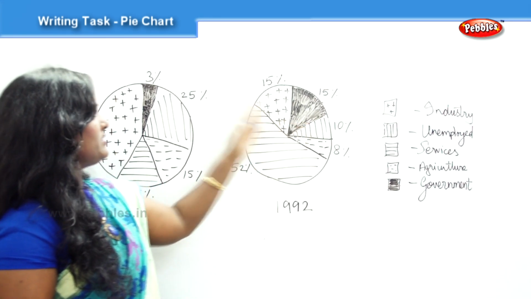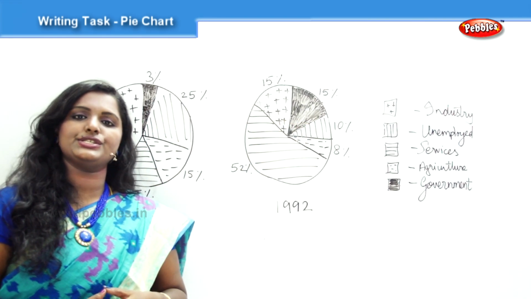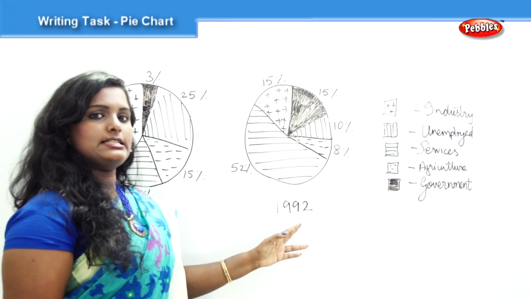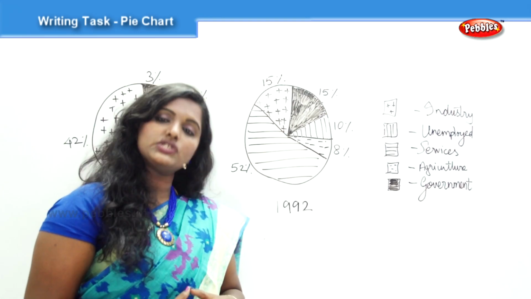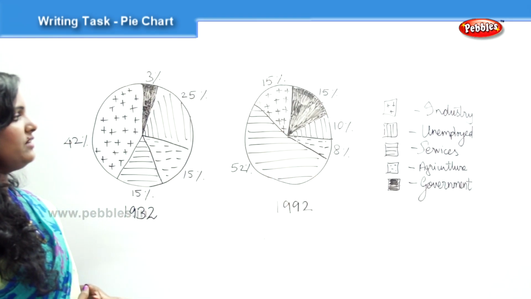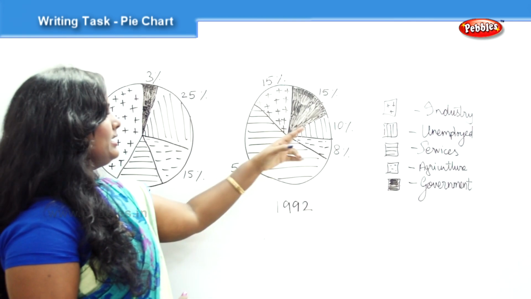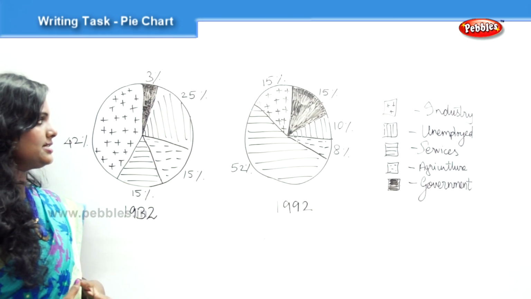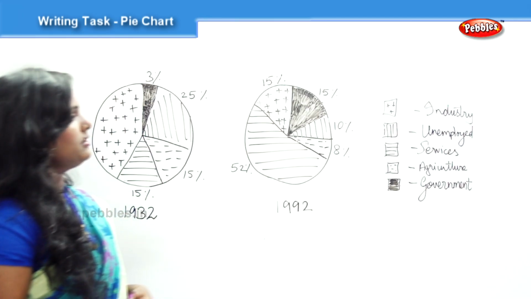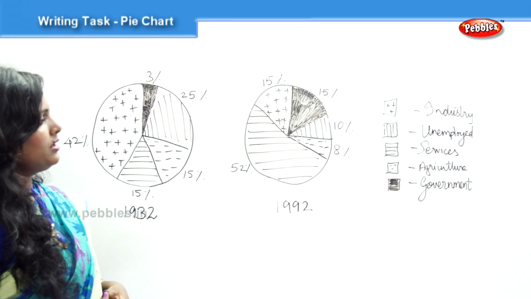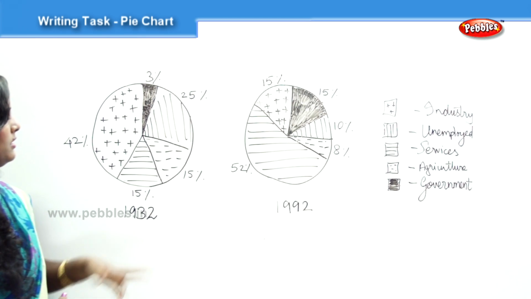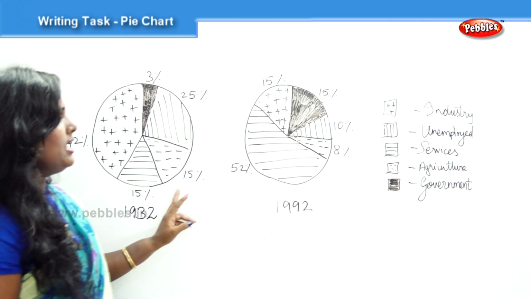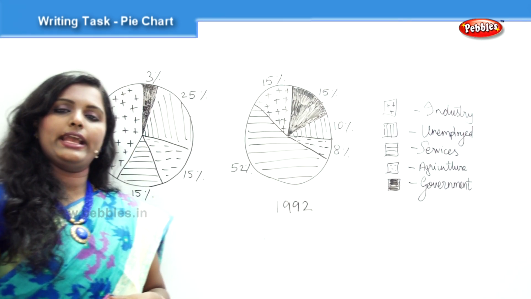Moving on to the government services, in the year 1932, we had only 3% population who were a part of the government services, whereas in the year 1992, we have around 15% of people who are being employed in the government services. Moving over to the unemployment rate, it has also considerably reduced from 25% in the year 1932 to around 10% in the year 1992. And talking about agriculture, in the year 1932, we have around 15% of people who were doing agriculture, and now that has also reduced to around 8%.